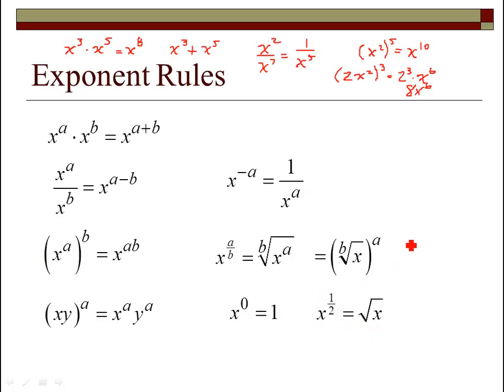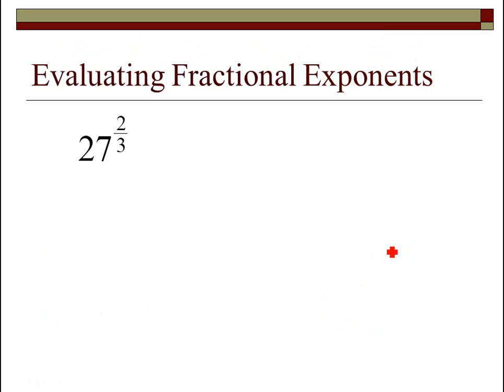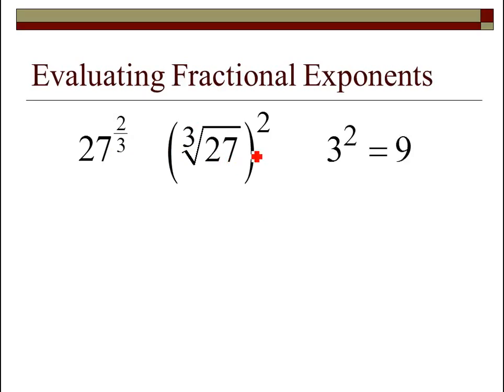Okay, so let's look at evaluating fractional exponents. So I look over here and I see I have a 3 in the denominator. So it tells me I've got the cube root of 27 and then I'm going to square it. So you take the cube root of 27. So I ask myself, what times itself 3 times equals 27? Well, that'd be 3 times 3 times 3. So this is equal to 3 squared, or 9.